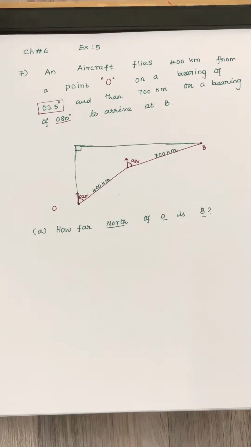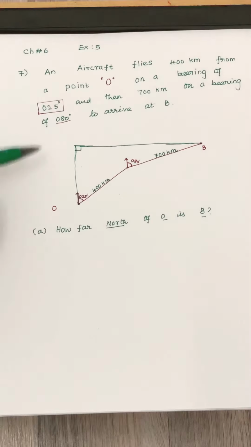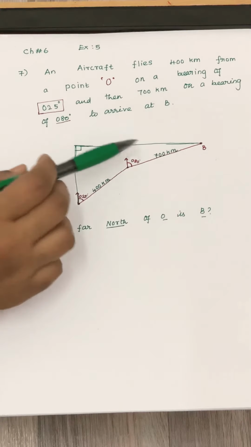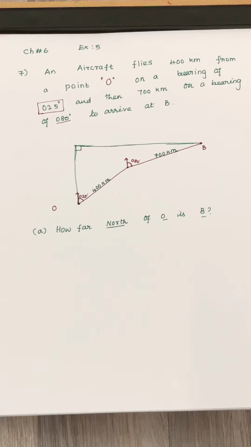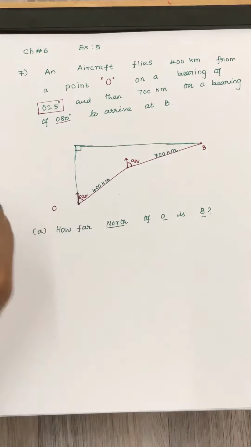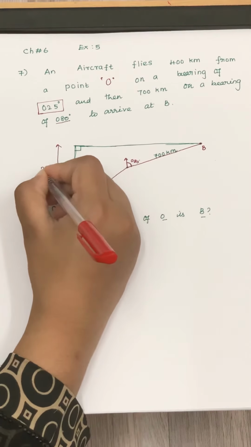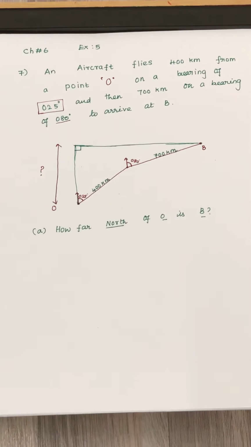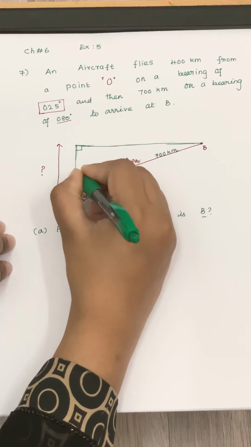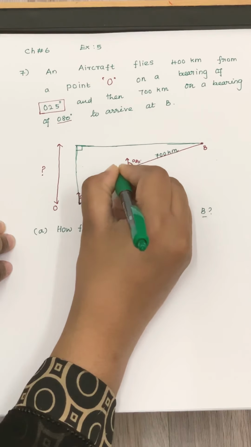So we want a right angle triangle. But see, it is not a right angle triangle. This is a 90 degree position, but this is not a triangle. This is a quadrilateral. We have 4 sides, 1, 2, 3, 4. So how do I find this distance? Which distance are they asking? North of O to B means this distance. We have to calculate this distance for part A. We can calculate only by using a right angle triangle, because in this chapter we studied only right angle triangles. So I am going to make a right angle triangle.